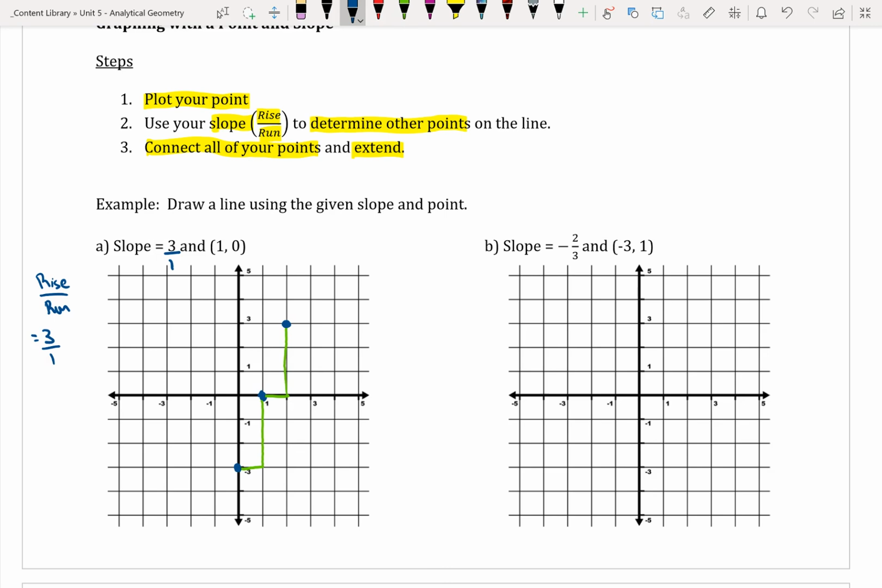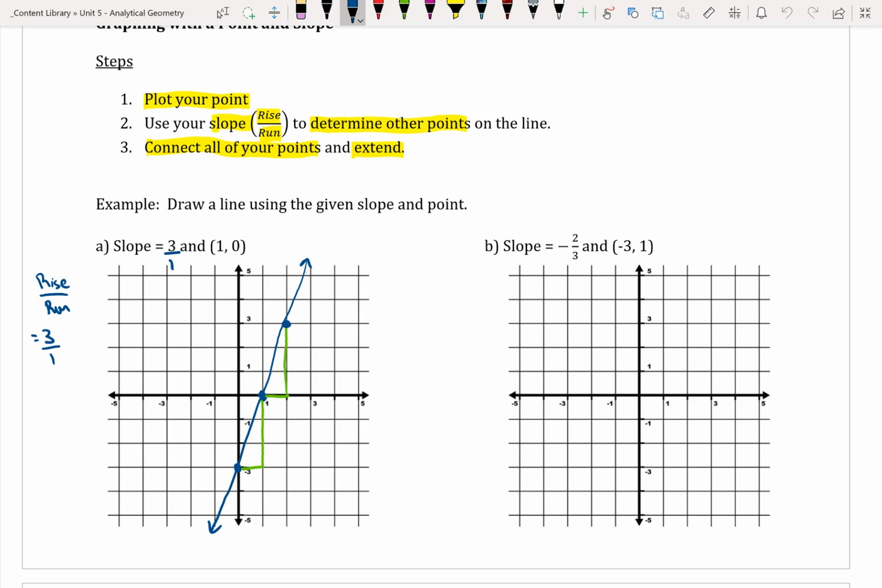So what I'm going to do now is connect my lines as best as possible, and I'm going to draw arrows on the end to show that it continues on forever. When you're drawing your lines, I'd make sure that you're using a ruler to make sure that it's straight.